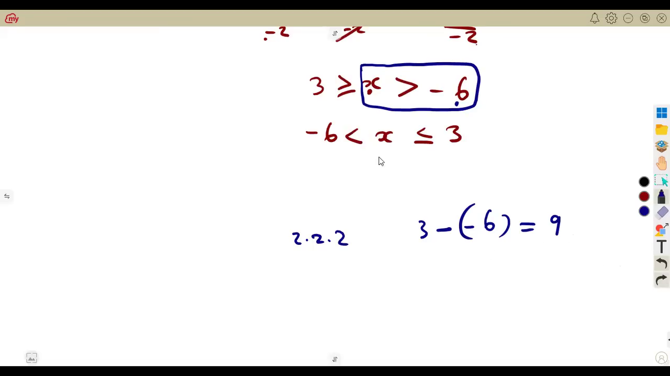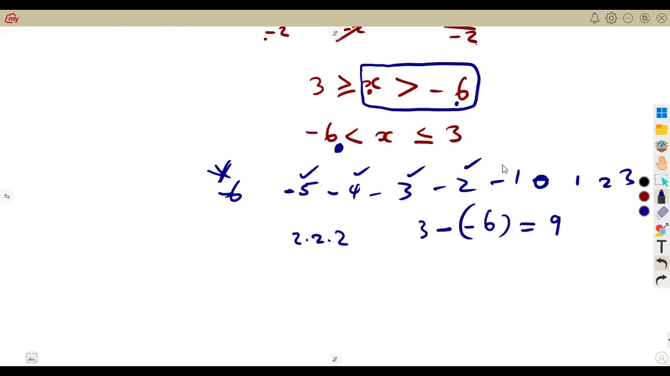Or you can simply list the numbers. x is bigger than minus 6, meaning to say we are talking about numbers starting from minus 5. Minus 6 is not to be involved. From minus 5, minus 4, minus 3, minus 2, minus 1, 0, 1, 2, 3. How many numbers are there? You can even count them: 1, 2, 3, 4, 5, 6, 7, 8, 9. These are the numbers that we are talking about.